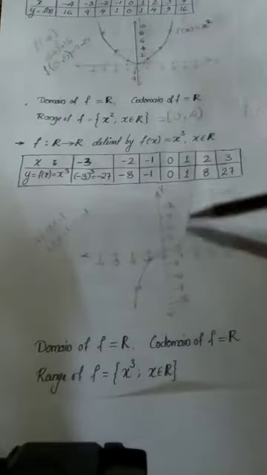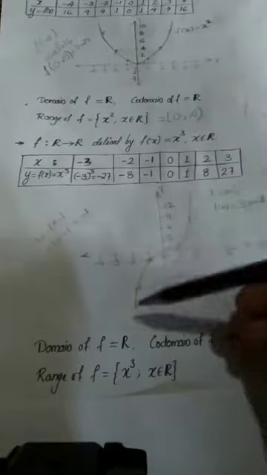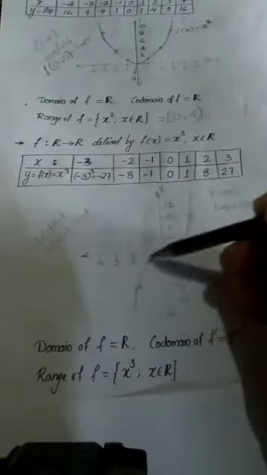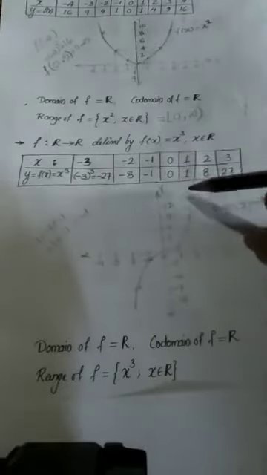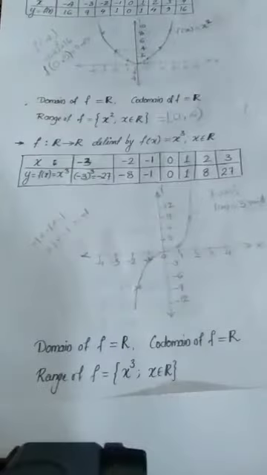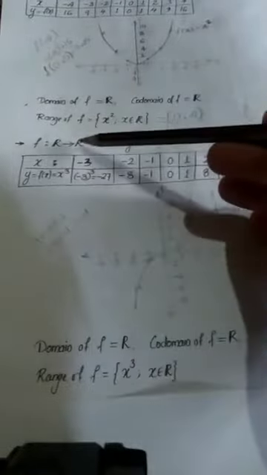It is not a straight line because it is like this. So it is not a straight line. So just draw a curve including these points. Then we will get the graph of f of x equal to x cubed, like this. So clearly the domain of f is equal to R. The codomain of f is equal to R.